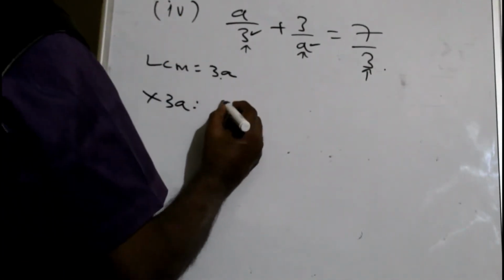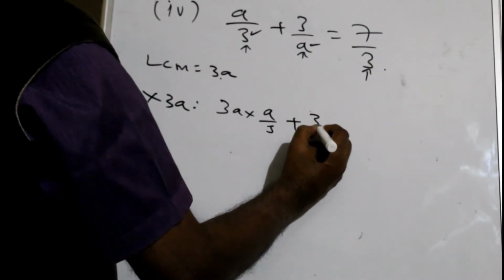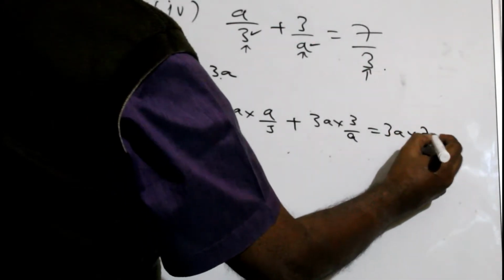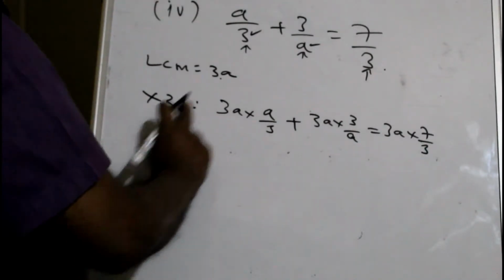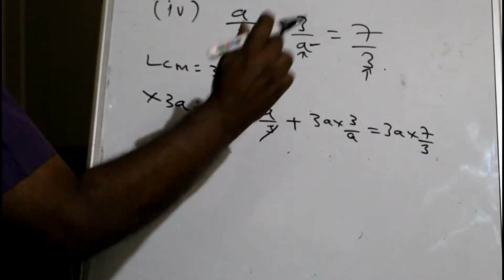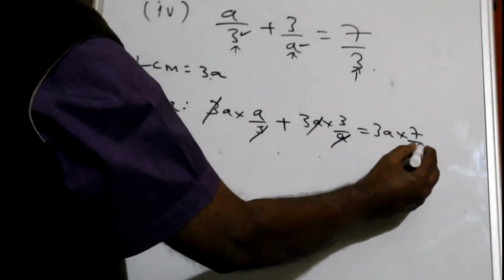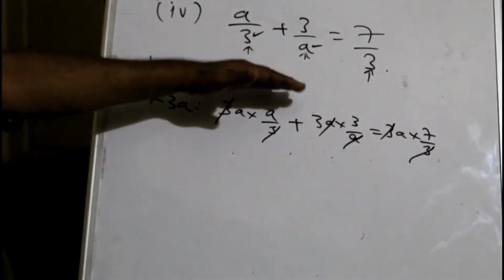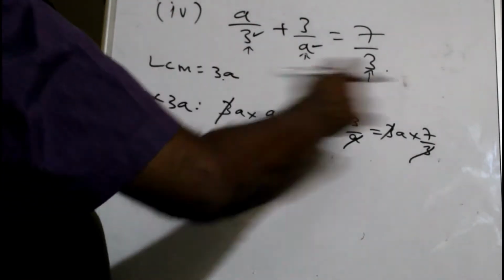That's much easier. Look here, 3a into a by 3 plus 3a into 3 by a equal to 3a into 7 by 3. In one step, if you multiply by the LCM, the denominator vanishes. See, look here, this 3 gets cut off, denominator gone. Again look here, a is gone. Again look here, 3 is gone. So all the denominators vanish. Or you can take the LCM and then cross multiply, but this is also much easier.